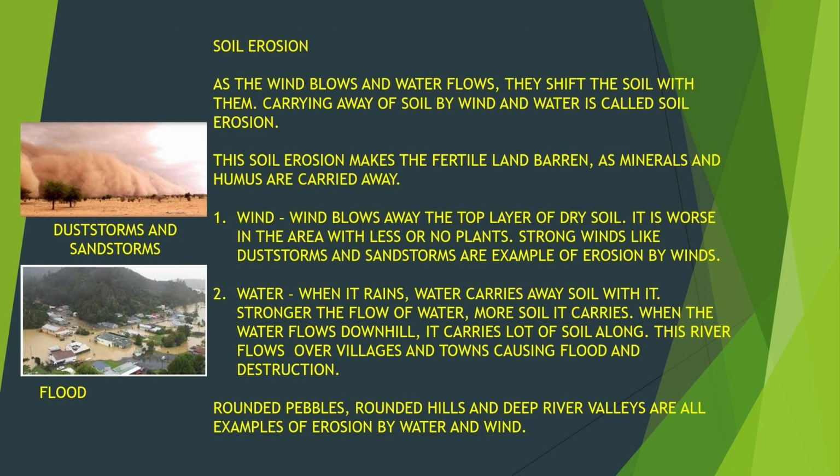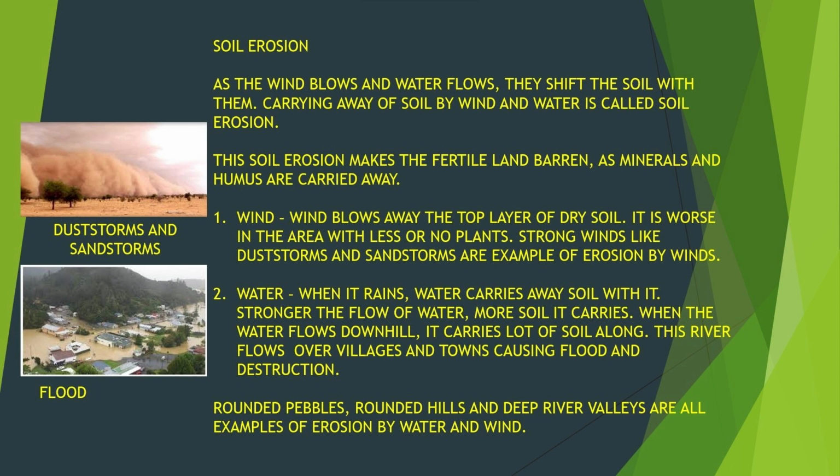Soil erosion. As the wind blows and water flows, they shift the soil with them. Carrying away of soil by wind and water is called soil erosion. This soil erosion makes the fertile land barren as minerals and humus are carried away.